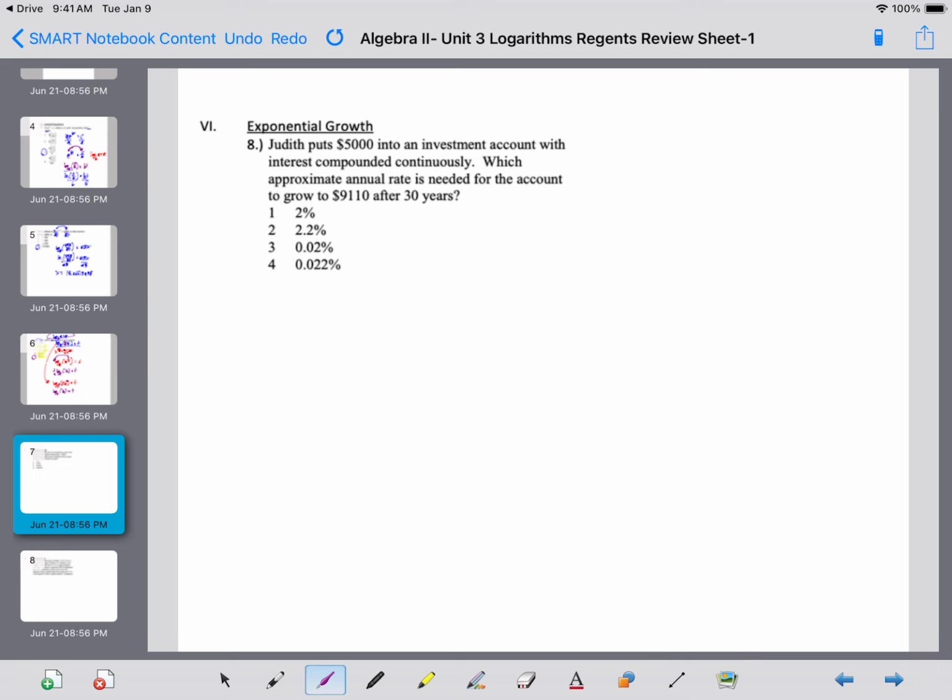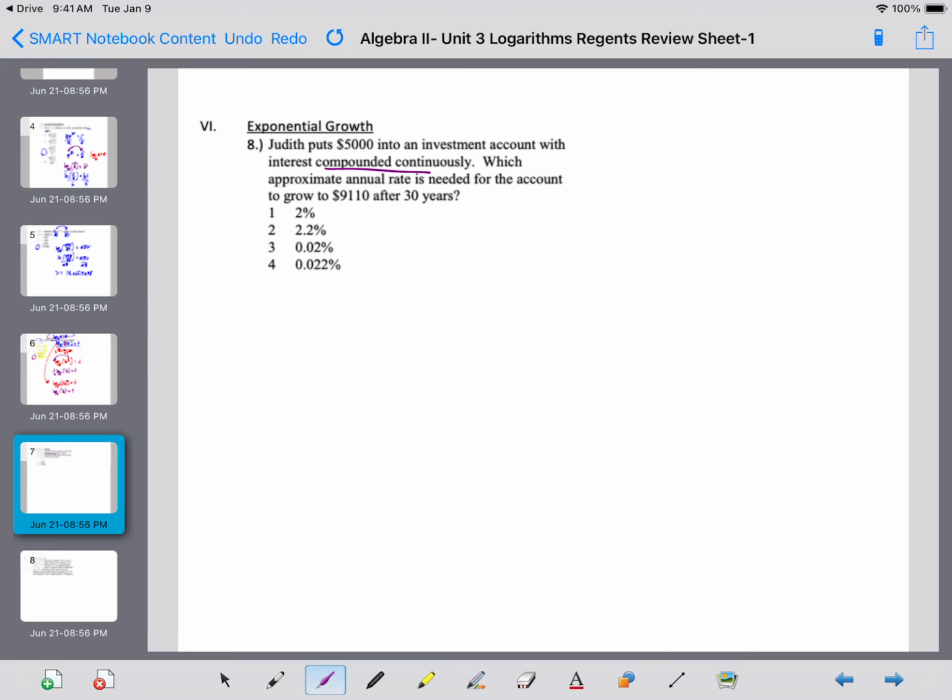Judith puts 5,000 into an investment account with interest compounded continuously. Okay, compounded continuously. Immediately you should be thinking PERT, right? A equals P times e to the rt. That's when there is a continuous or an infinite compounding. Which approximate annual rate is needed for the account to grow to 9,110 after 30 years? Probably not even going to use logs here because they give you the time. Oh, no. Yeah, you are. You're looking for the rate.